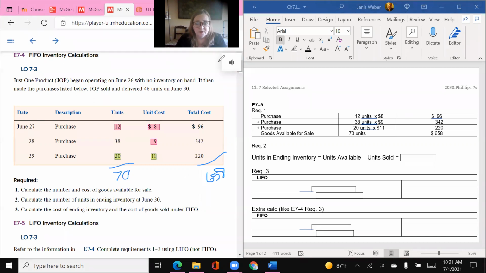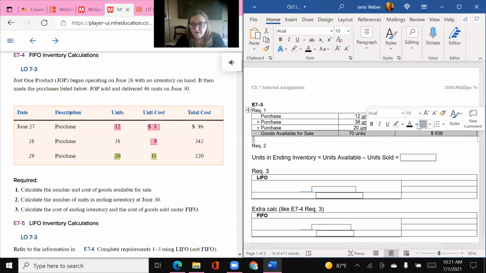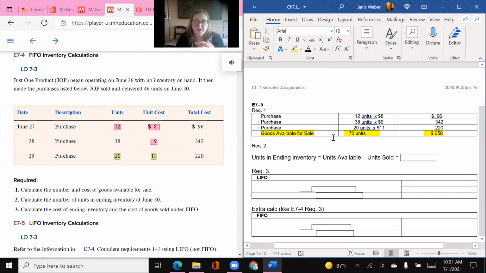So I'm just going to erase these little markings because I figured out that it goes with you if you scroll down the page. So I don't want that. But in any case, so we know that we have 70 units and they cost a total of $658. Let me get a little highlight on here. Okay, so then the units that are in ending inventory, we know the answer to this because we know how many we sold.